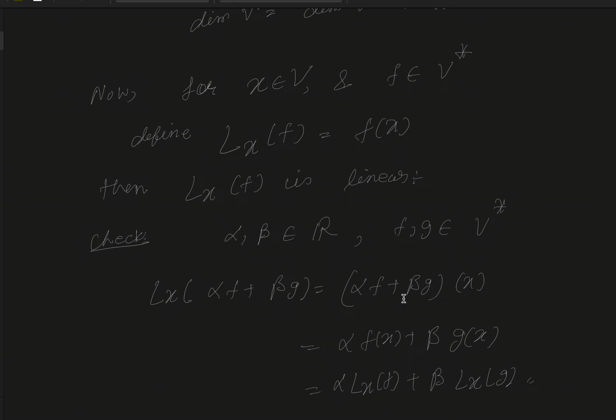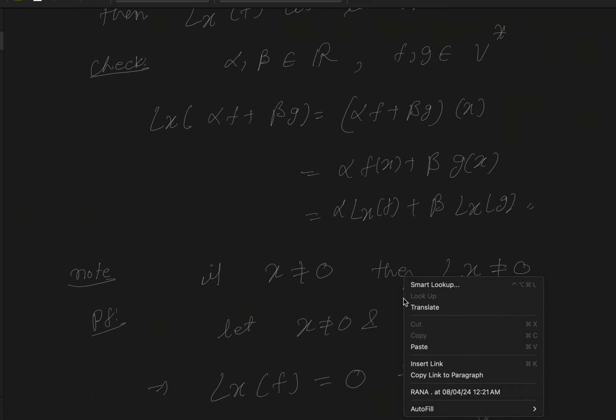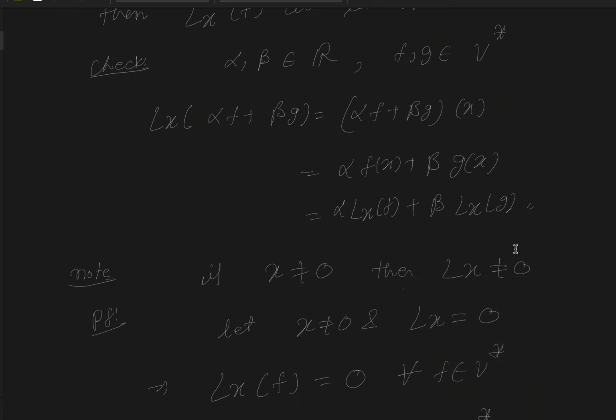First we will check that this Lx f is actually linear. You can see that x is coming from V and f is coming from V star, that is, f is a linear transformation on V. To check whether something is linear or not, we apply the simple logic: we check if Lx of alpha f plus beta g equals alpha times Lx f plus beta times Lx g, which is quite clear.